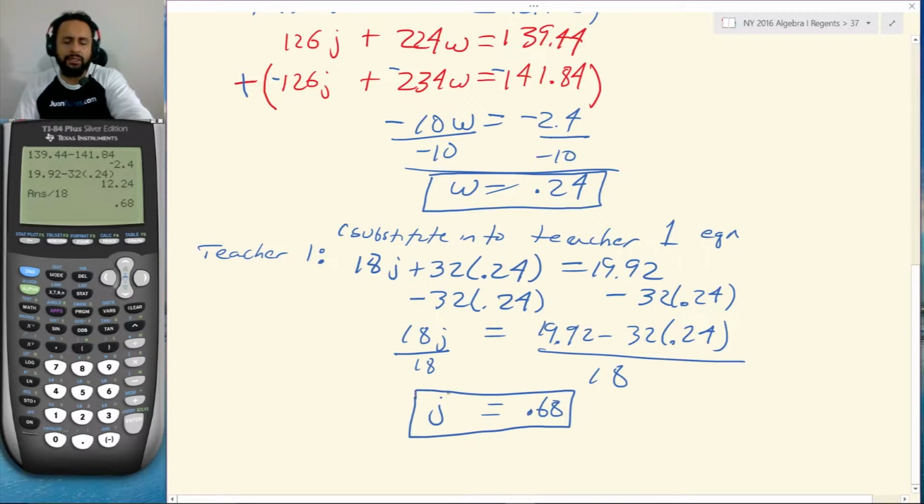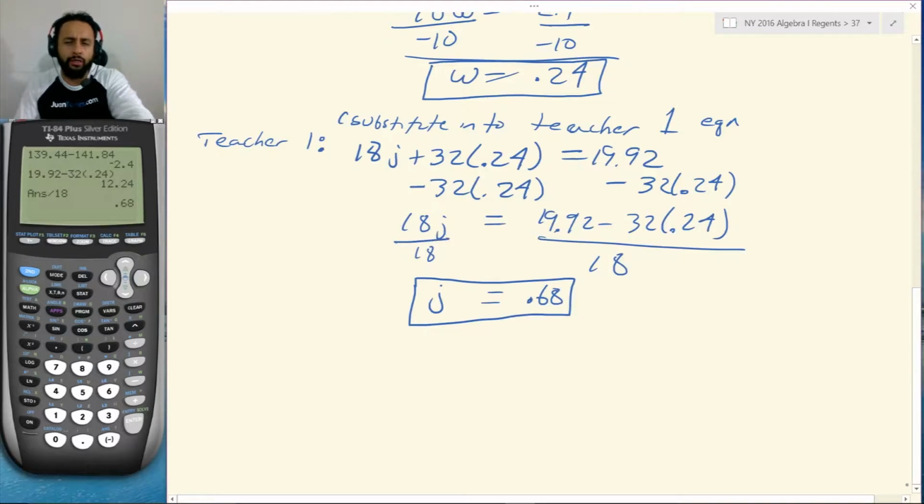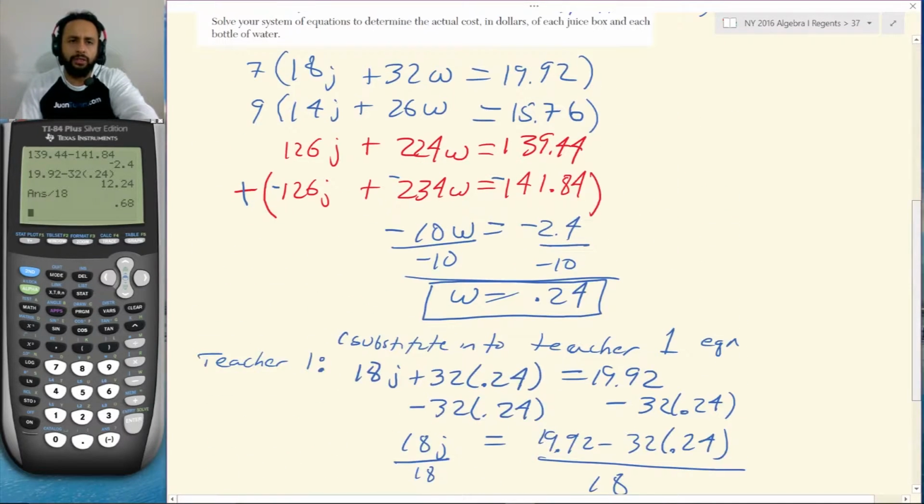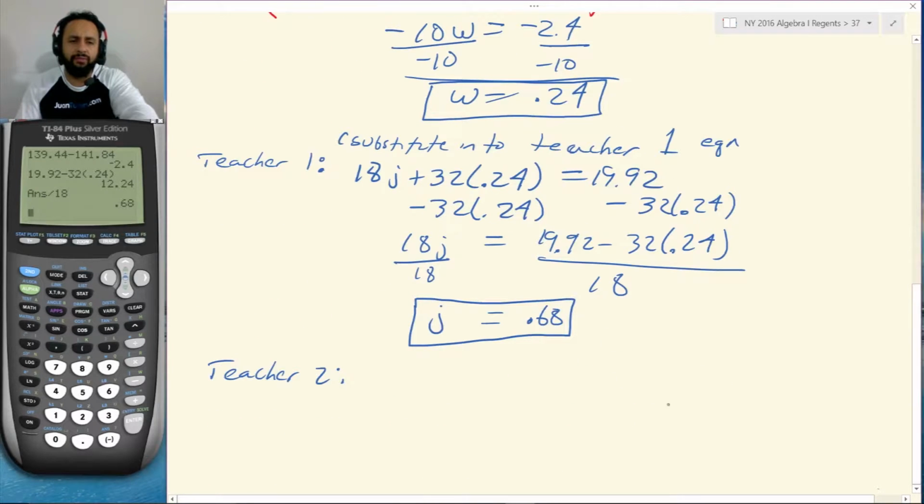And I am going to check my answer because why do all this work and then lose points because I didn't get it right? It's pointless. An Algebra 1 Regents grade is worth so much money for you in real life. So let's plug this in. So teacher 2. I remember I got to scroll up to get the equation. It's very long ago. So let's see. 14j plus 26w equals 15.76.